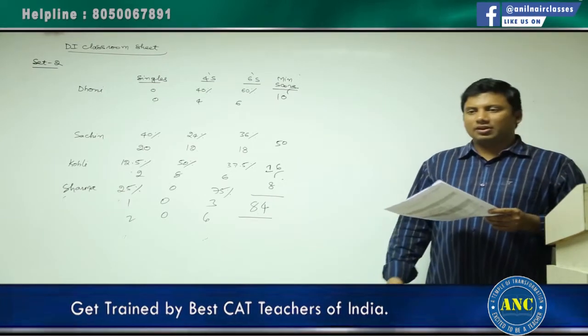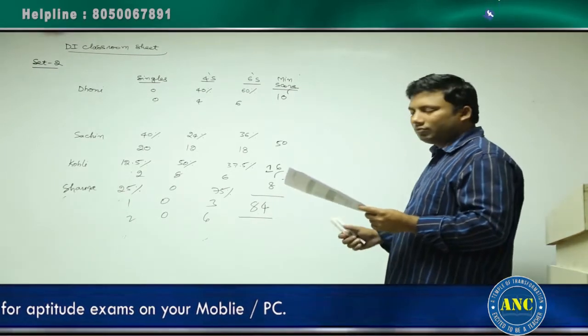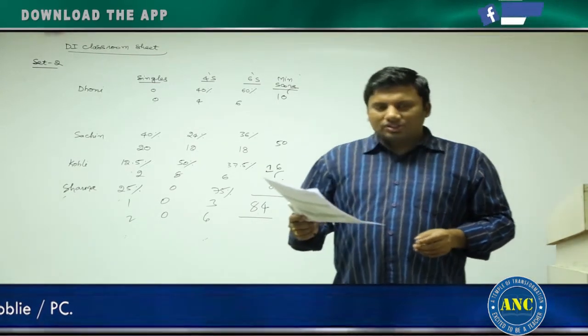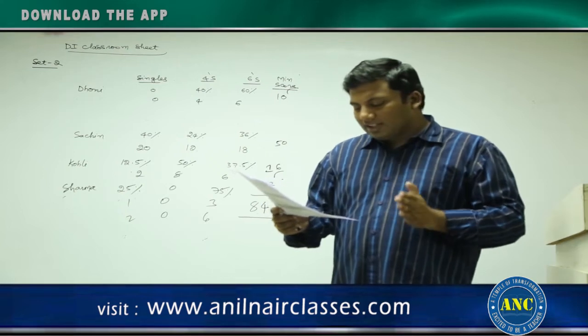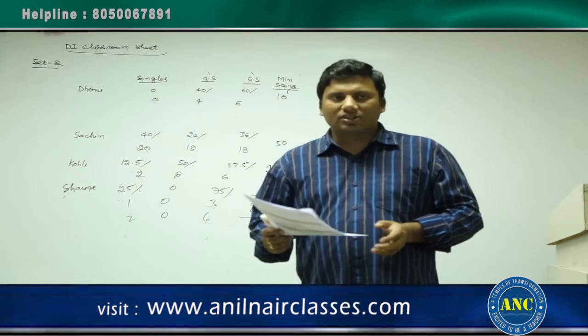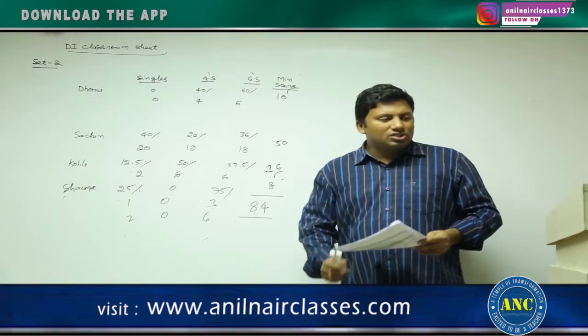Now see the 6th one. If Dhoni's strike rate is 0.8, what is the minimum number of balls that Dhoni faced? Please underline the word strike rate.